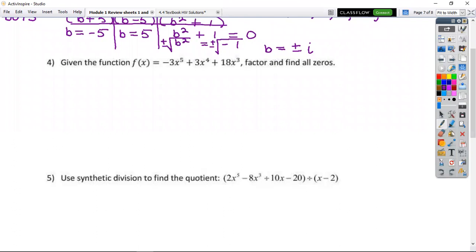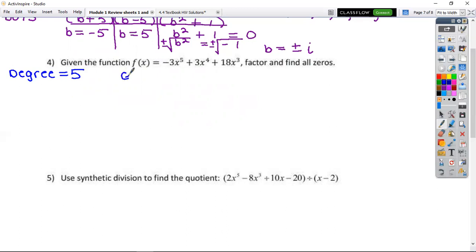Given this function, factor and find all of the zeros. I'm going to add something to this too, because again, I just want to reinforce as much as possible. What's the degree of this polynomial? 5. Good. Right off the leading term. The degree of this polynomial is just the 5. If you had to graph it, you would just place it right in the calculator and grab whatever values you can from your table. So factor.